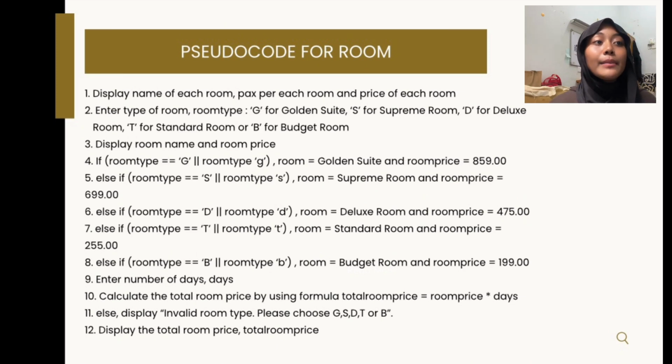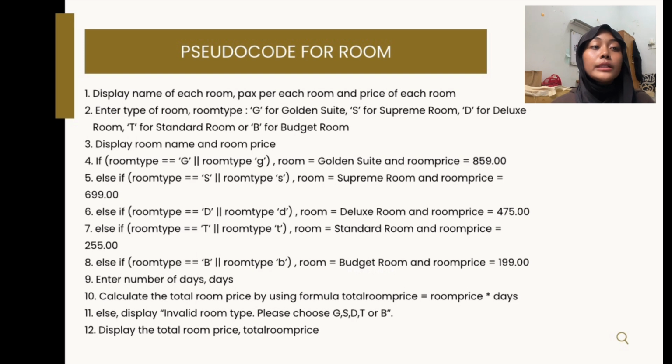Else if room type S, that stands for supreme room, and the price is 699 ringgit Malaysia. Next, for the third type is D, deluxe room, and the room price is 475 ringgit Malaysia. And for the second last is T, that stands for standard room, and the price is 255 ringgit Malaysia. And the last one is room type B, which is budget room. The cheapest price is room price 199 ringgit Malaysia.